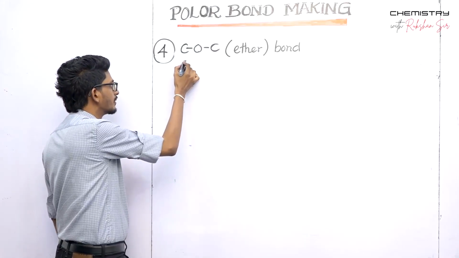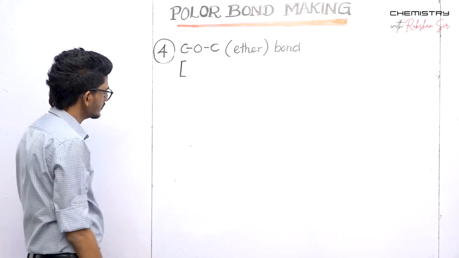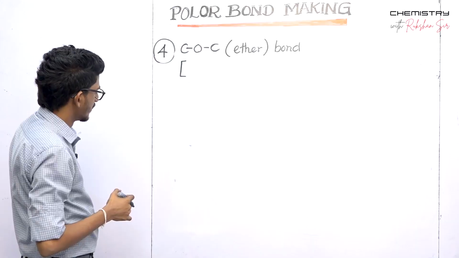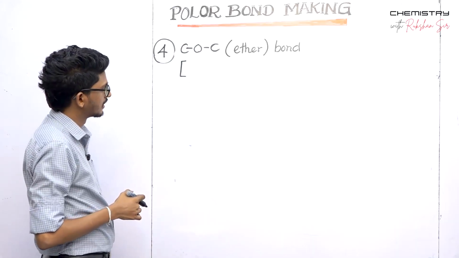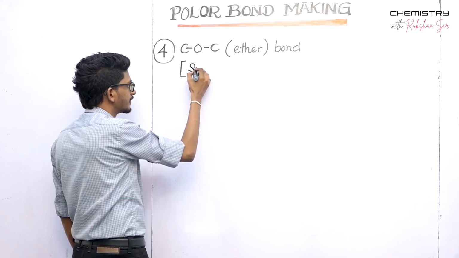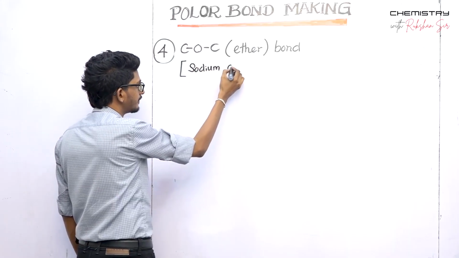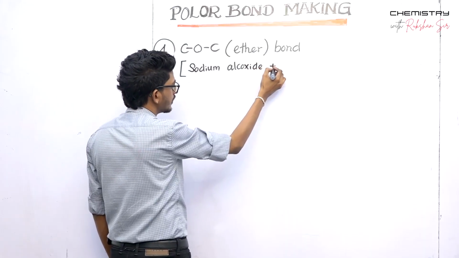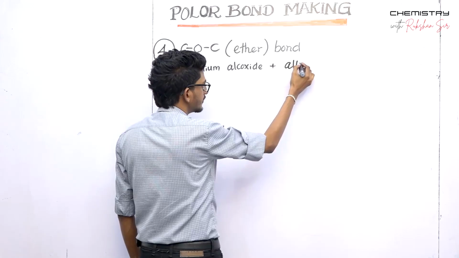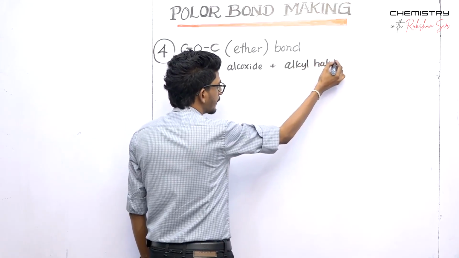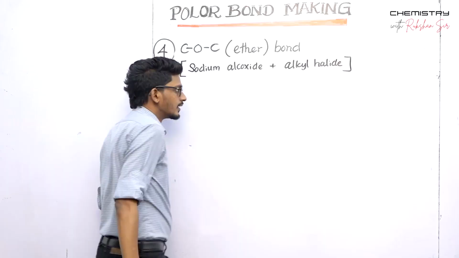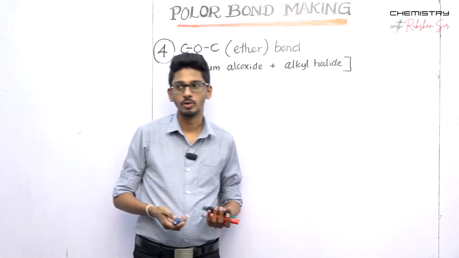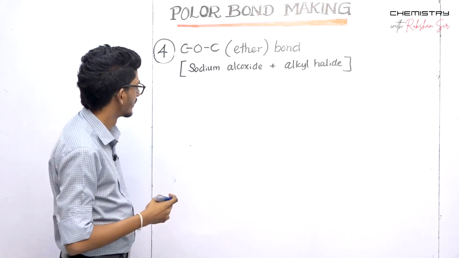To prepare an ether bond, basically you need to react some sodium alkoxide with alkyl halide. Let's discuss what these sodium alkoxides are. A new name, alkoxides. Let's see what they are.